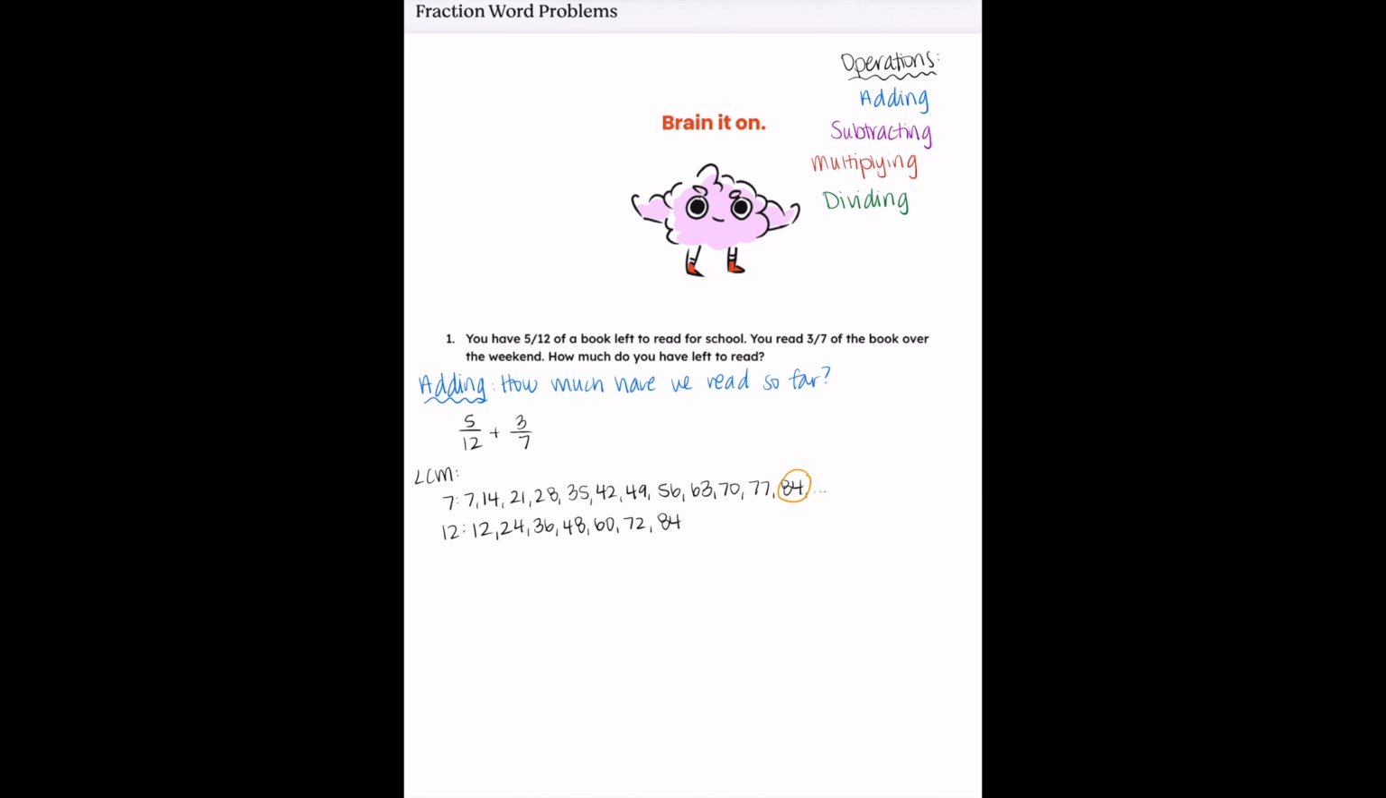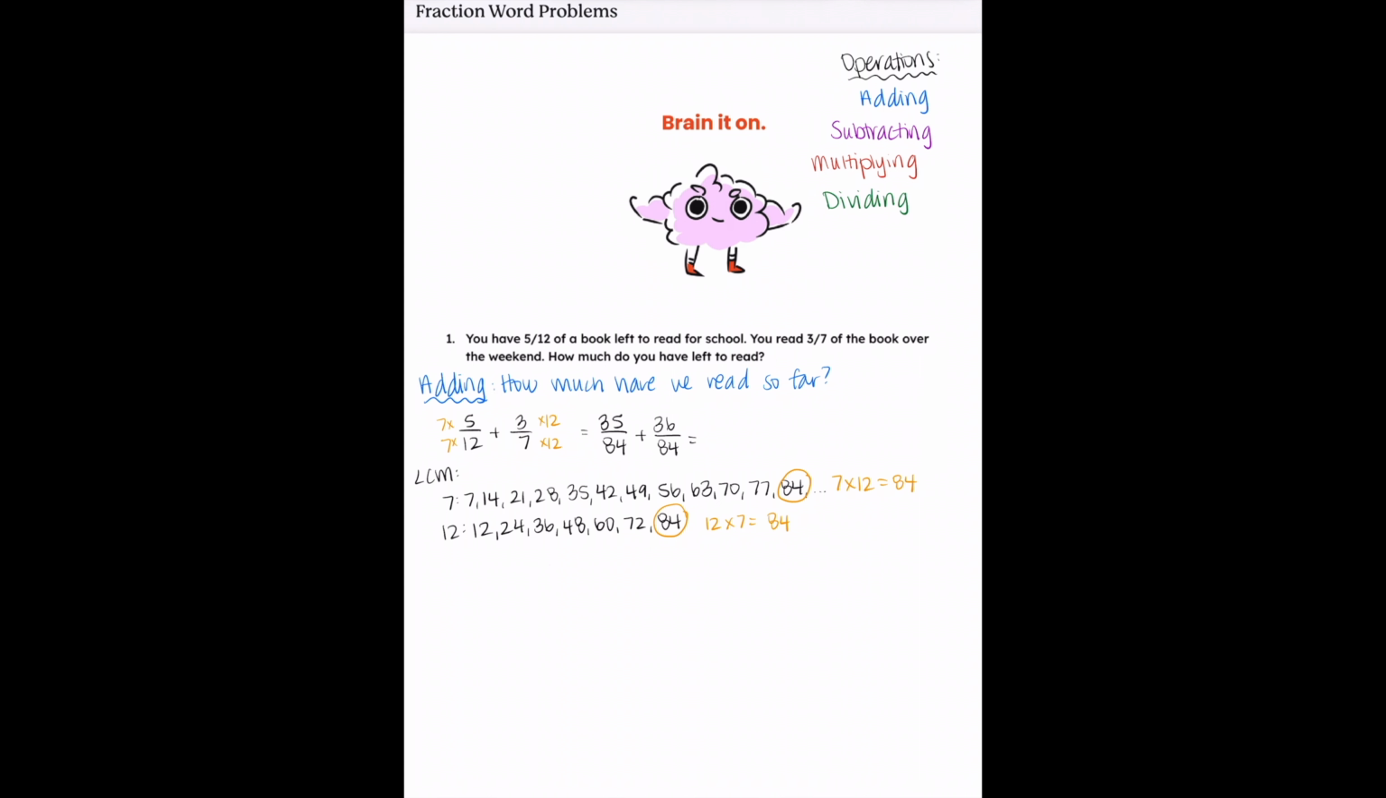For our 7, we know that 7 times 12 gives me 84. And for the 12, we know that 12 times 7 equals 84. So we're going to take what we learned from this step and apply it to create a common denominator so we are able to add our fractions together. Now we look at our 5/12. In order to make that 12 into an 84, which is our common denominator, we have to multiply by 7 top and bottom. For the 3/7, we have to multiply by 12 top and bottom. For our first fraction, we'll get 35 over 84 once we multiply. Second one, we'll get 36 over 84.